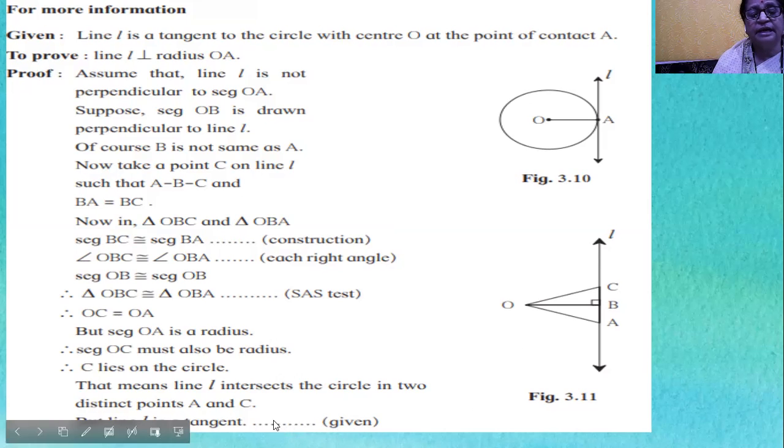So that means the line intersects the circle at two points, here at point C and here at point A. But the line is a tangent, which means it contacts at only one point, not like this. So in the indirect proof, we see that line L is tangent to the circle and contacts at A only, not at two points. It will be at only one point.